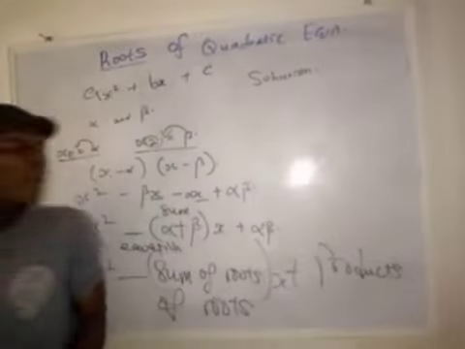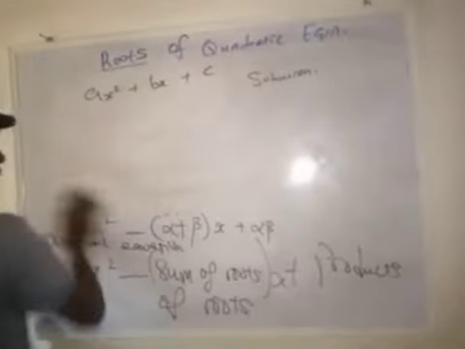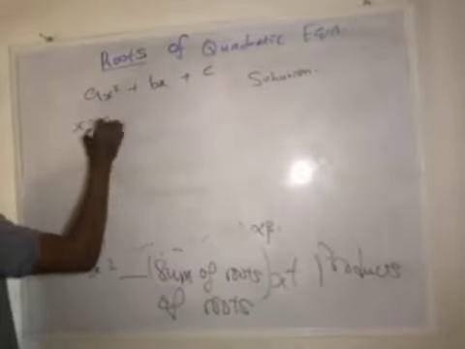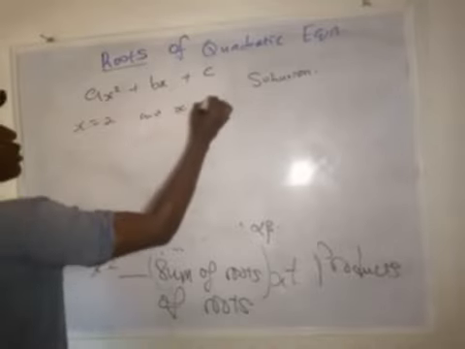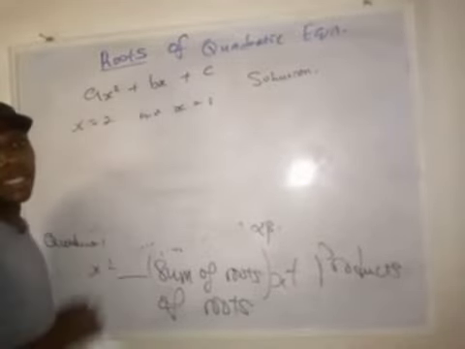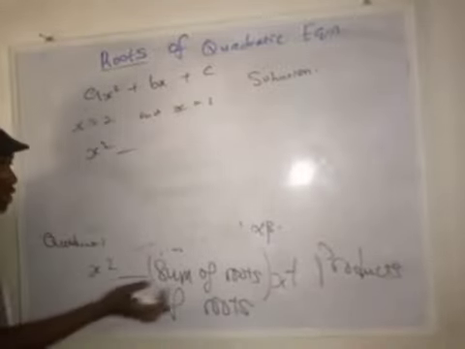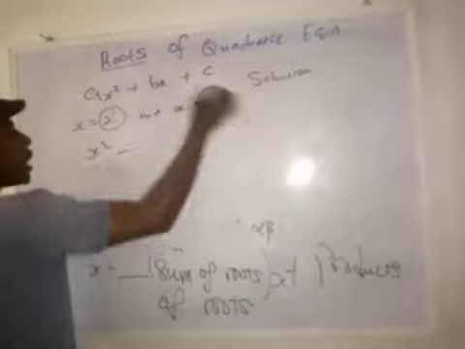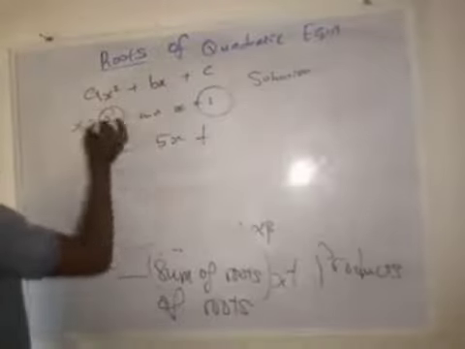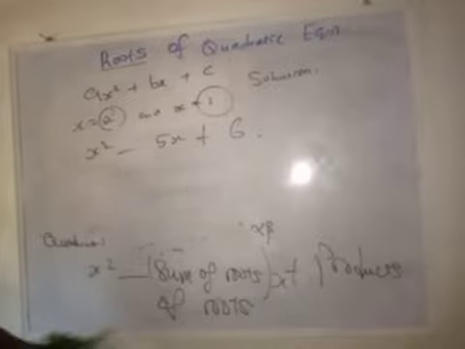Let me give you a typical example. Let's say the roots of my particular equation are x equals 2 and x equals 3, and we are asked to find the quadratic equation for these roots. From the formula, it's going to be x squared minus the sum of the roots. I add 2 plus 3, which gives me 5x, plus the product of the roots. 2 times 3 gives me plus 6. And this will be my quadratic equation.